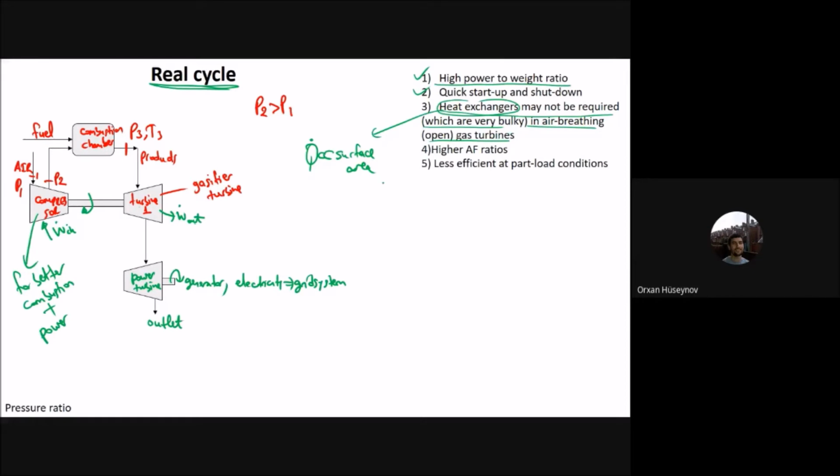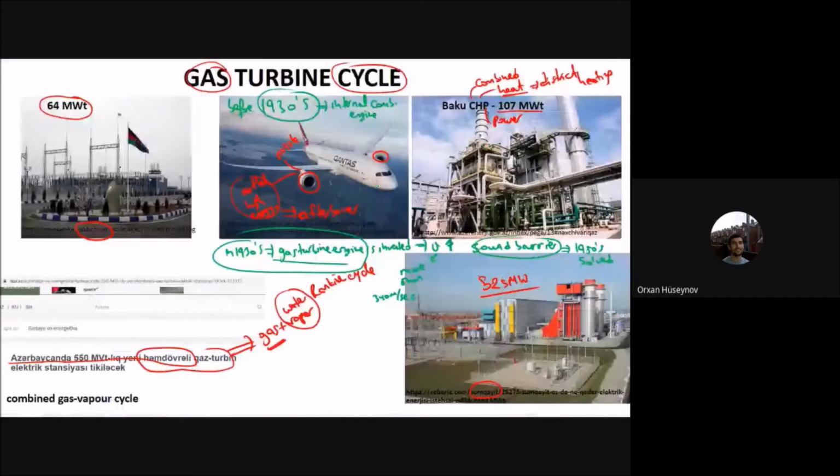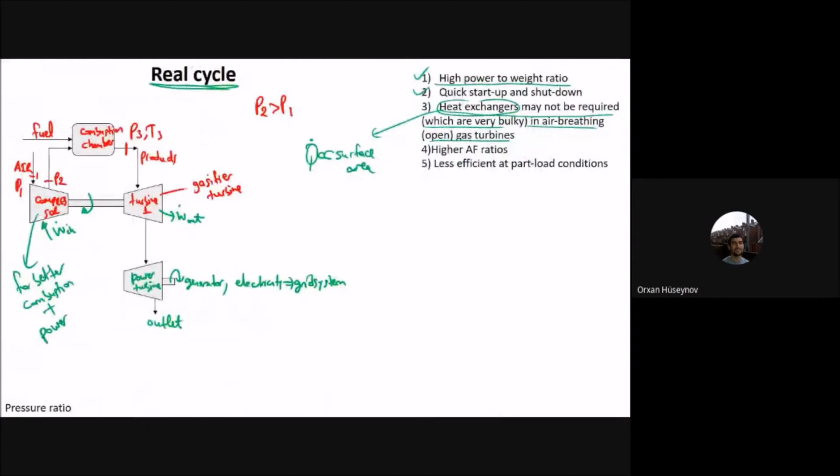Let me go back to here. So the air that comes into that system is cold, and this cold air may be diverted to cool the systems. It is diverted around the compressor, and around the turbine blades, to cool them. Therefore, instead of having bulky, very large heat exchangers, you are using the air itself, the fluid itself, for cooling purposes.